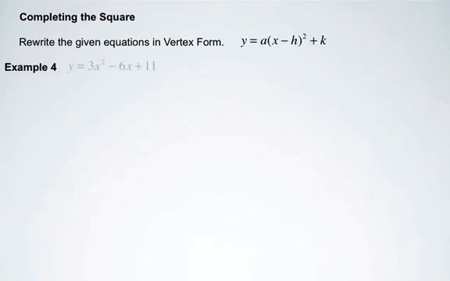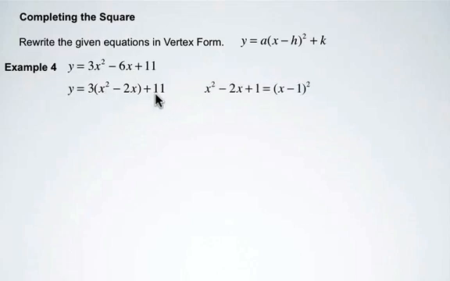Let's try another example. y equals 3x squared minus 6x plus 11. First, we'll remove the common factor from the first two terms. Remove the 3, so we have x squared minus 2x. Now we're going to look at this binomial and complete it by making it a trinomial that's a perfect square. So we have x squared minus 2x plus 1. We know it's a plus 1 because it's half of the middle term 2x. This is x minus 1 squared when it's factored.